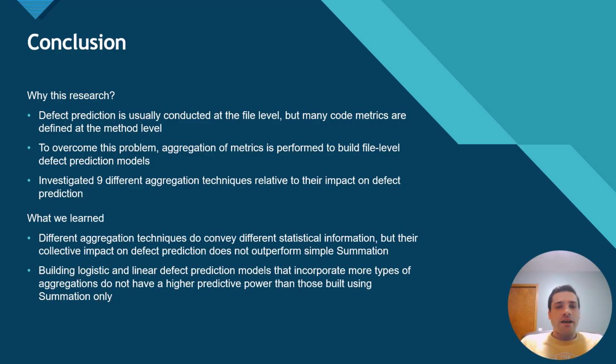What we learned as a result of this research is that different aggregation techniques do convey different statistical information, but their collective impact on defect prediction does not outperform simple summation. We also learned that building logistic and linear defect prediction models that incorporate more types of aggregations do not have a higher predictive power than those built using only summation.